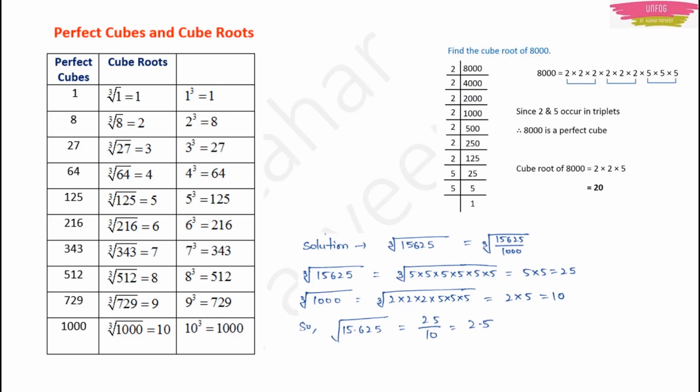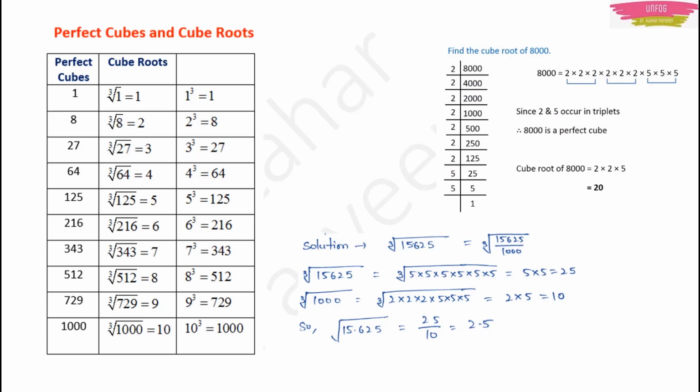In case you are getting a decimal number, what do you do? If it is a whole number, you will find the cube root easily. If it is a decimal number, see, for example, if I am getting 15.625 here, I remove the decimal from the numerator and put zeros in the denominator. This is how you convert the decimal number into a fraction, right?